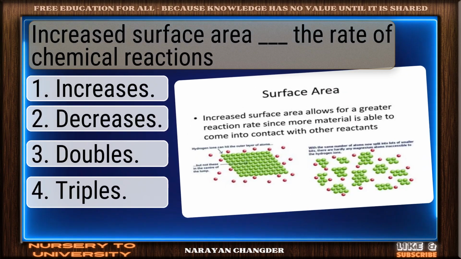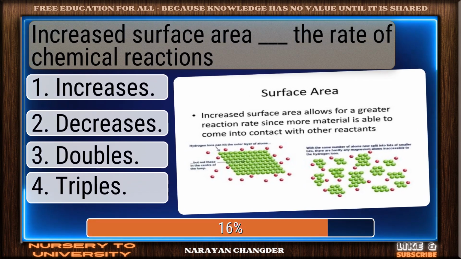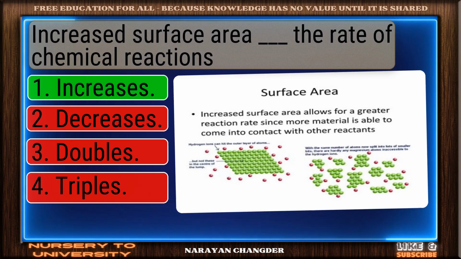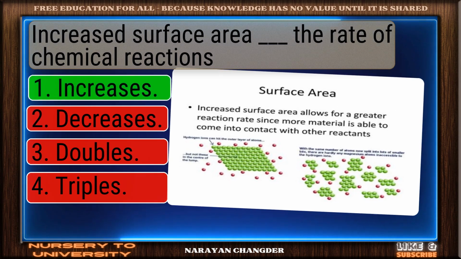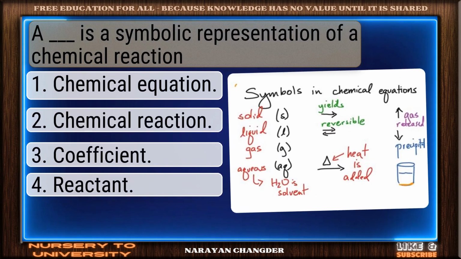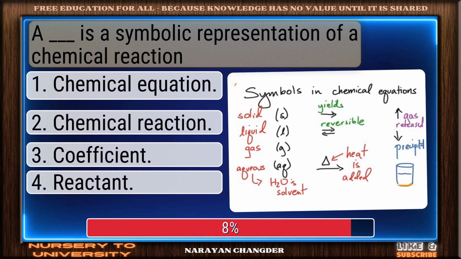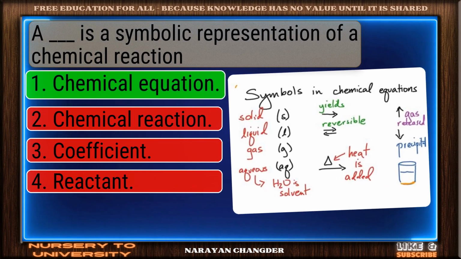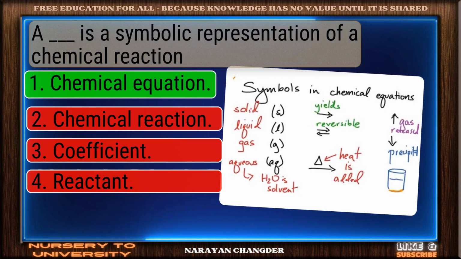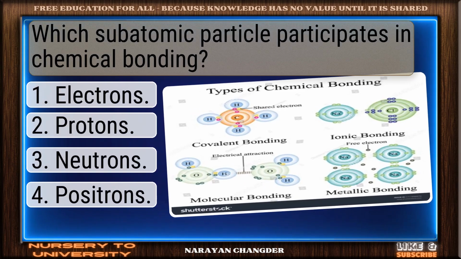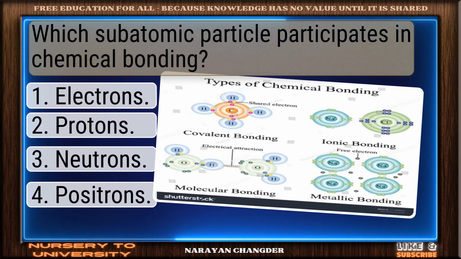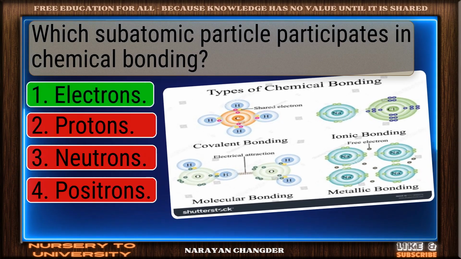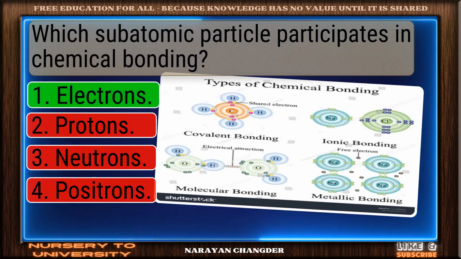Increased surface area dash the rate of chemical reactions. Right choice. Increases is the best answer. A dash is a symbolic representation of a chemical reaction. Perfect. Chemical equation is the correct choice. Which subatomic particle participates in chemical bonding? Valid point. Electrons is true.